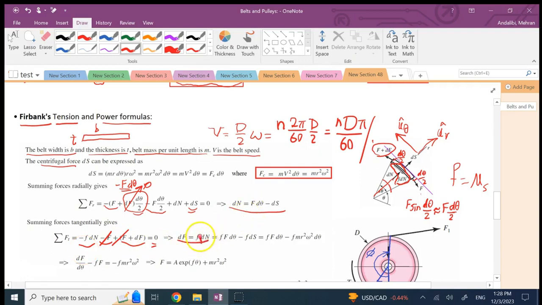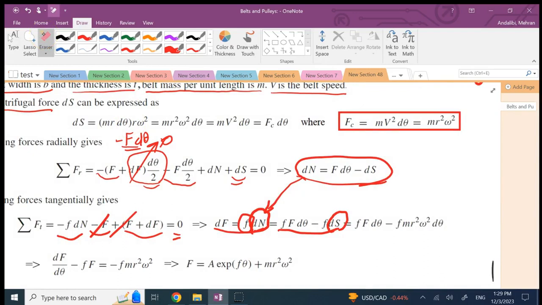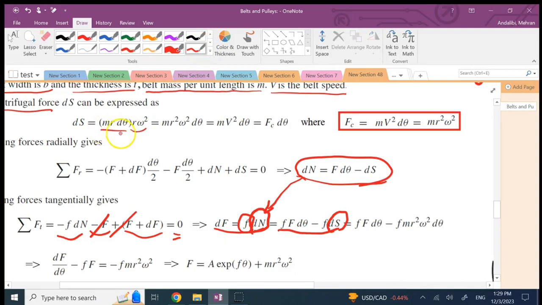Now here, for this dN, you're going to replace it from the top. So you replace it as F d theta minus dS, and you multiply this friction coefficient by those, so you get this one. Now the term we have to discuss is the dS term, the centrifugal term. The centrifugal term, as you know, for a mass m rotating at the speed of v, or with angular velocity omega at distance r, is always the mass of the element times r omega squared, right? m r omega squared. That is what you know from dynamics, or you might call it centripetal force. So this is the r omega squared, and this is the mass of the element.